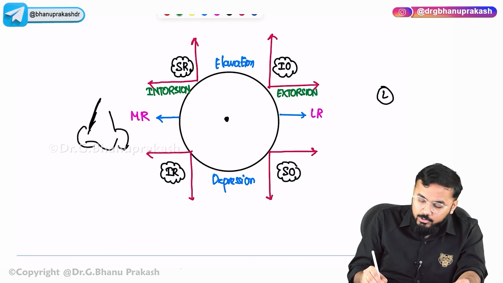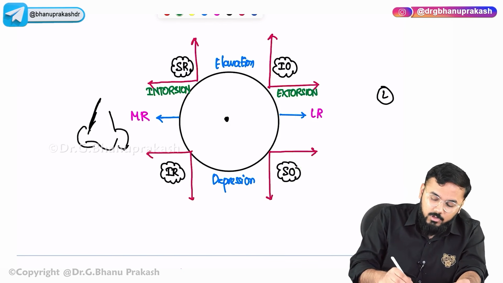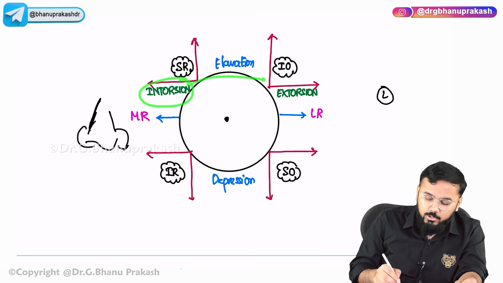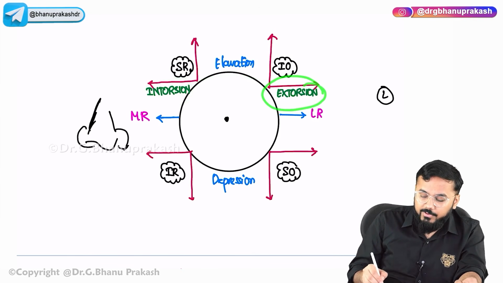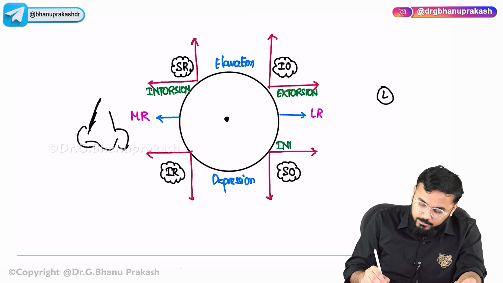If I am writing extorsion here, then what will be down over here? Intorsion. Exactly the opposite. Opposite of intorsion, you told me extorsion. Opposite of extorsion, now you will tell me what? Intorsion. Here it will be intorsion.